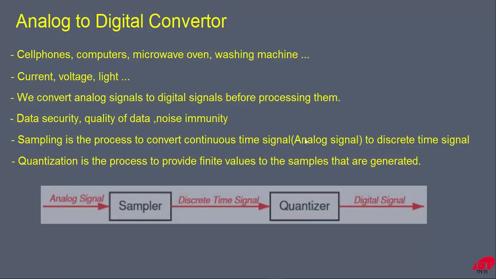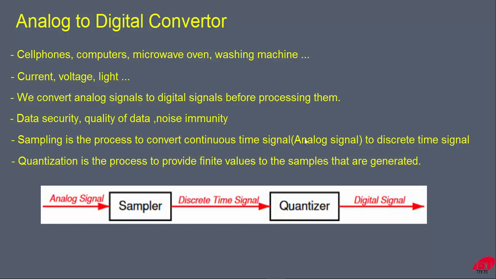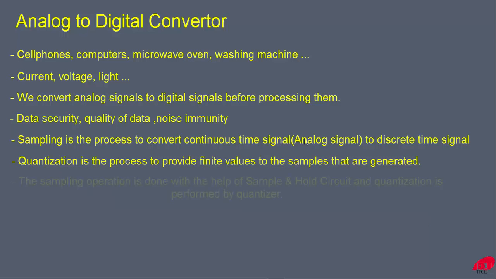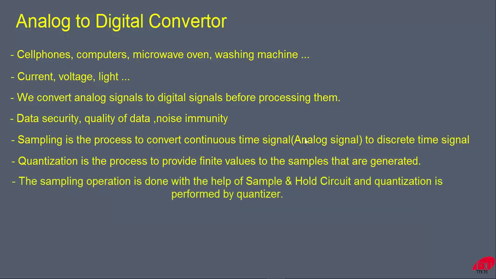So on your screen, there is a basic block diagram of ADC, which shows that the analog signal is provided as input, which is first sampled, producing a discrete time signal as the output. And then this discrete time signal is given as input to the quantizer, and that signal is quantized, giving each sample a value, and hence digital signal is obtained in the output. The sampling operation is usually performed by sample and hold circuit, while quantization is performed by a quantizer.